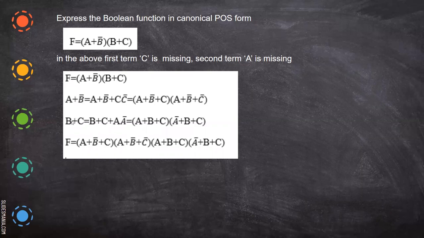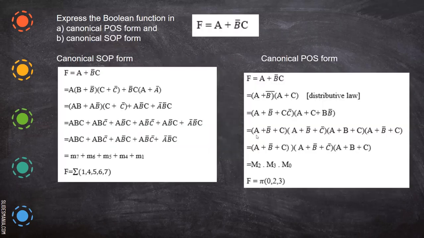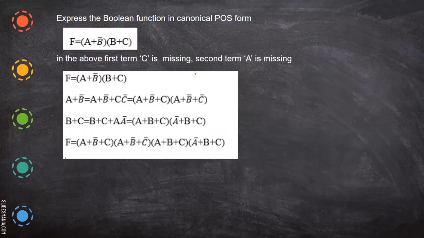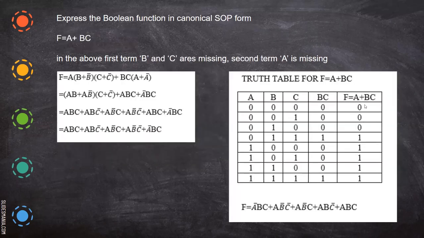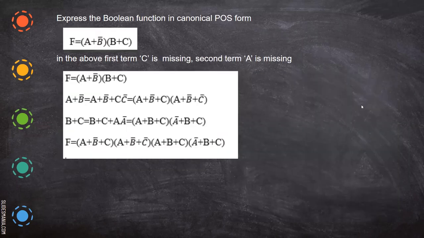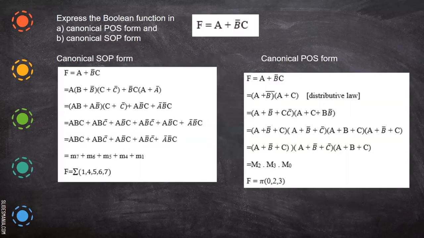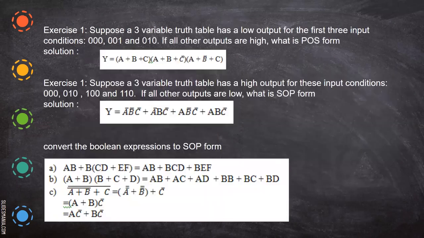Same way for BC, A is missing. So write that, and then finally you write an equation. You can write a truth table for this. In this, what you have to do is check for zeros. You have to check for zeros, and then take the reverse of the input, and then you can verify your answer. Then there are some more examples given.